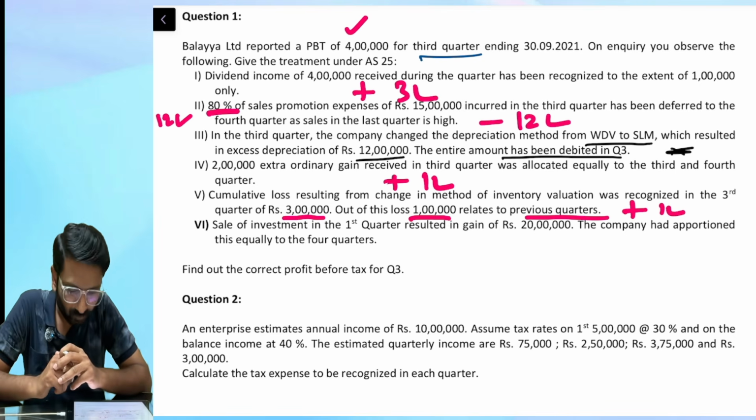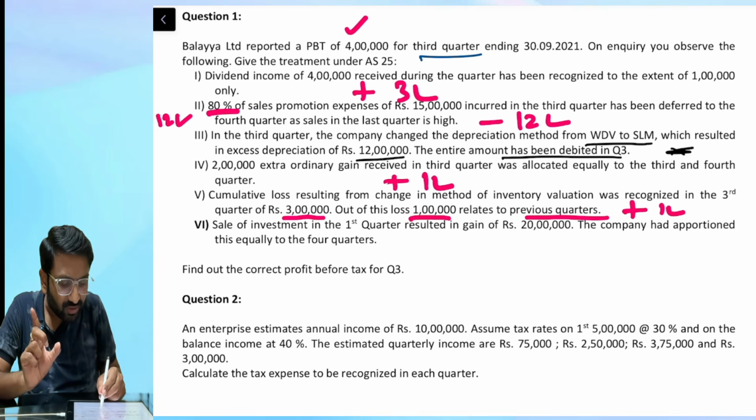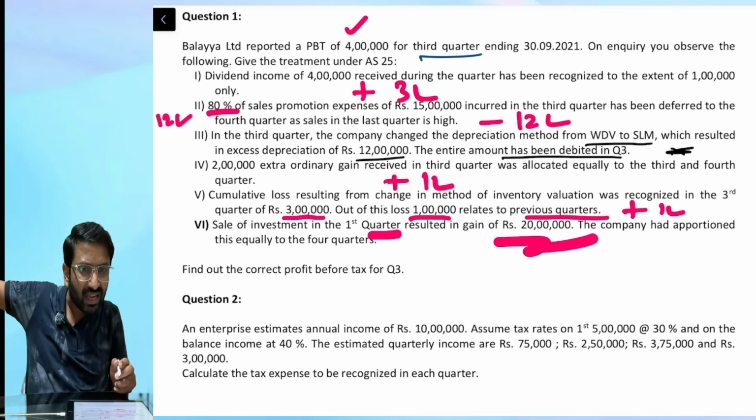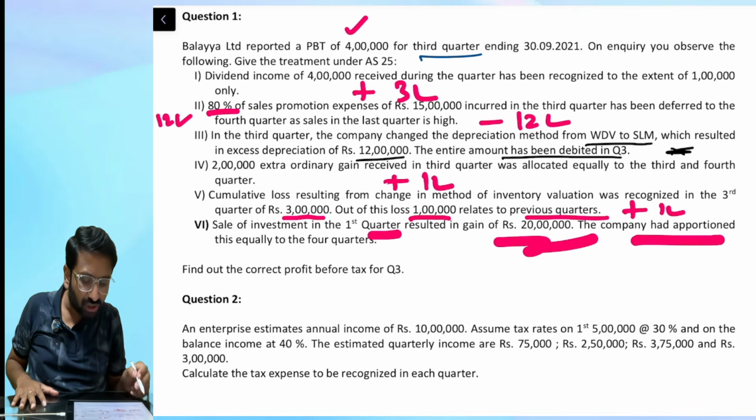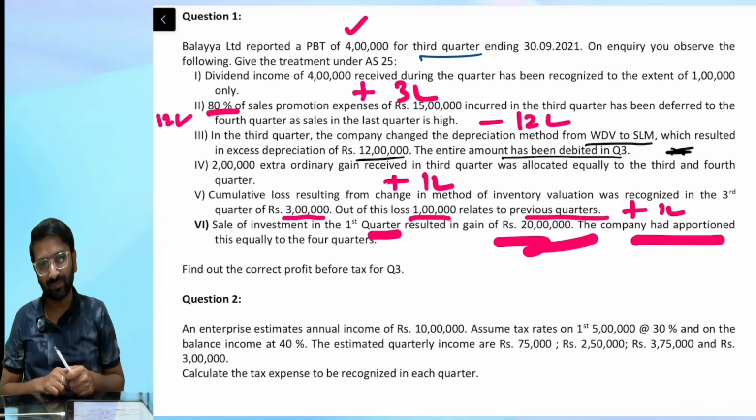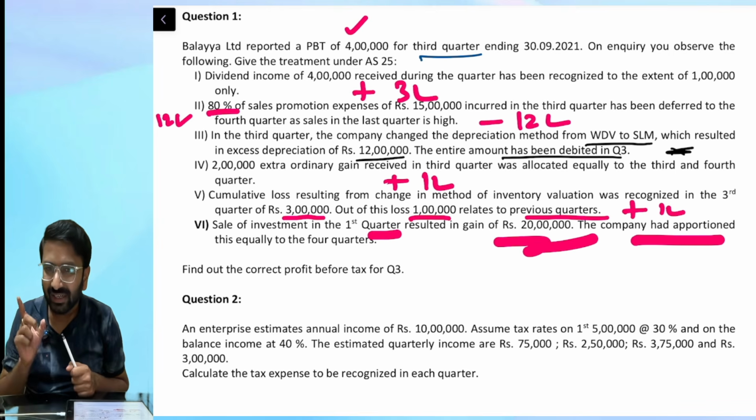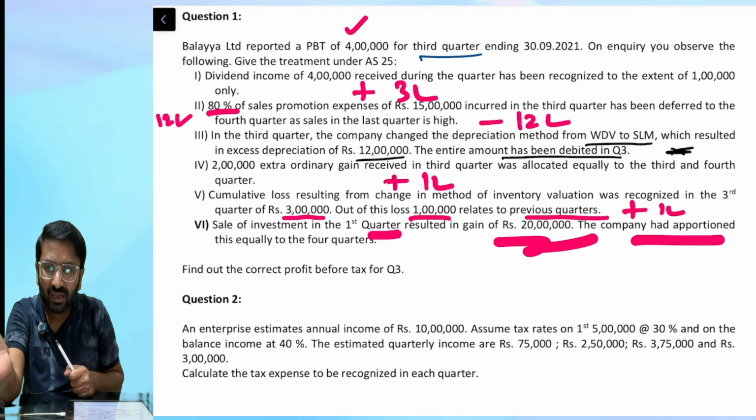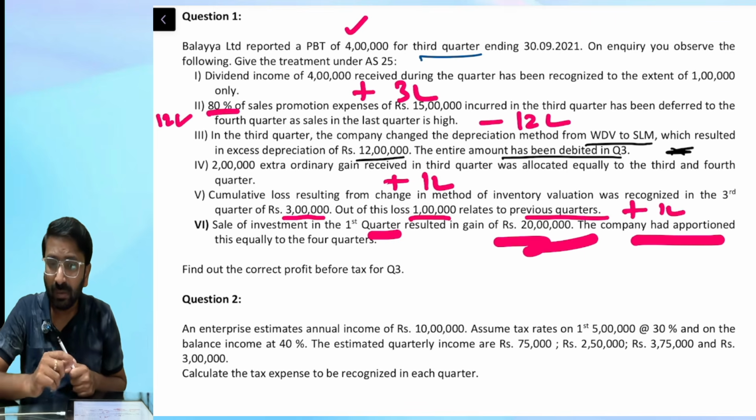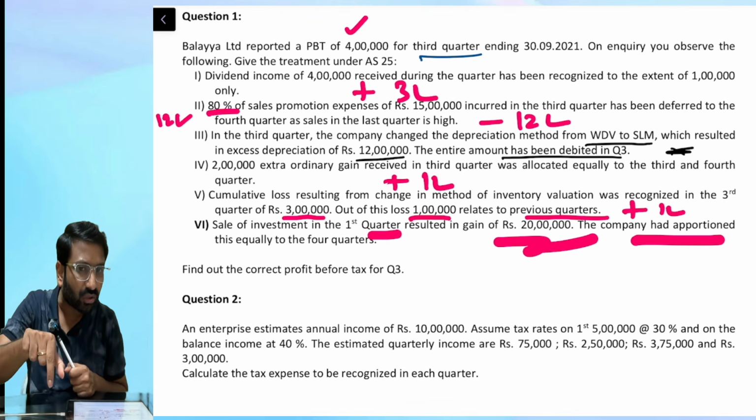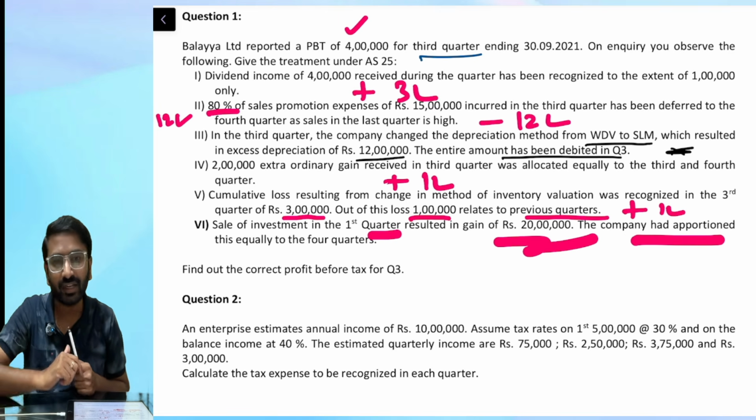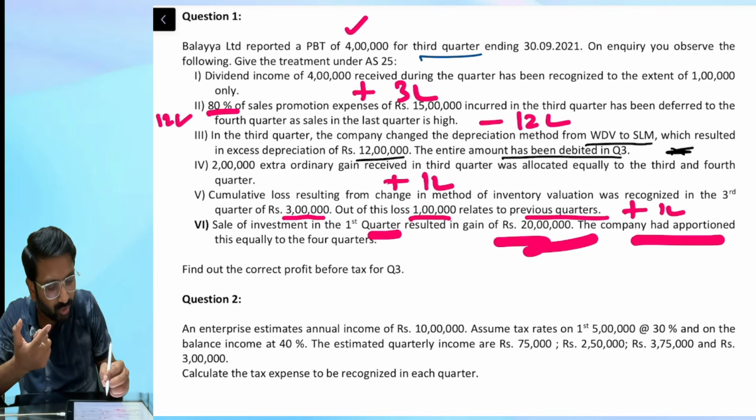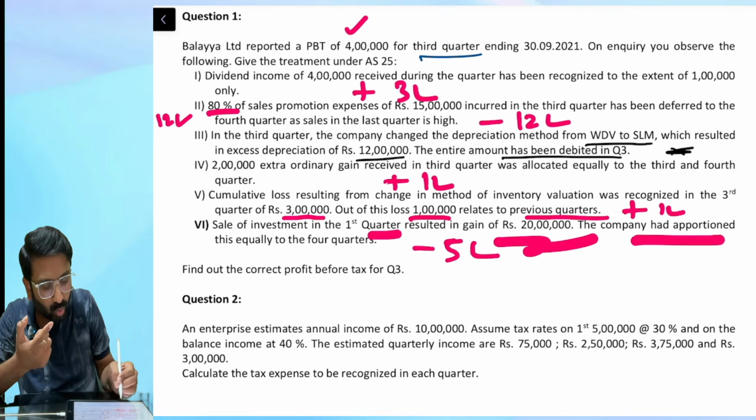And finally, sale of investment in the first quarter. When did we sell it? First quarter. And that resulted in 20 lakhs gain. And the company had apportioned this gain equally over 4 quarters. So what they should have actually done, the entire 20, they should recognize in quarter 1. But instead of that, they're recognizing 5 lakh, 5 lakh, 5 lakh and 5 lakh. Because of that mistake, in the third quarter, unnecessarily 5 lakh rupees gain got recognized. Because of that, the profit has gone up. So what should I do now? Minus 5 lakh.